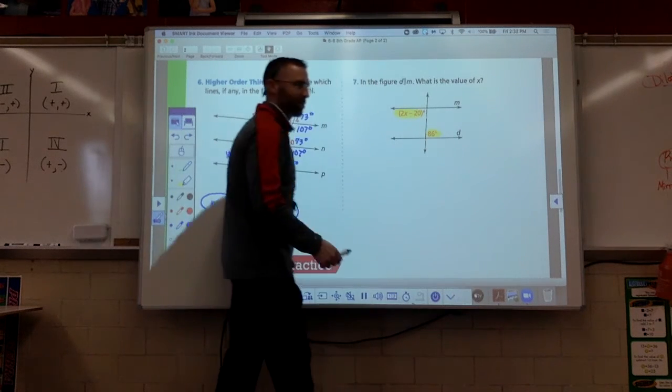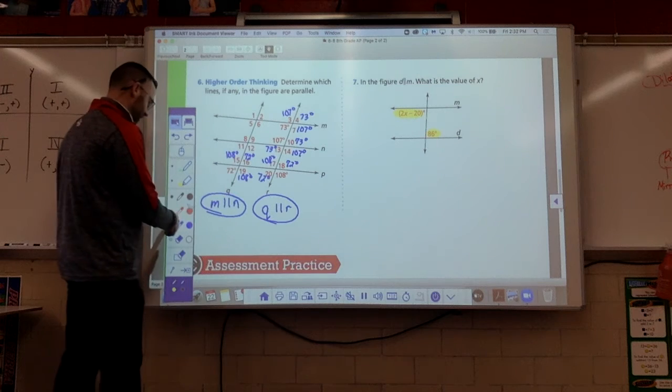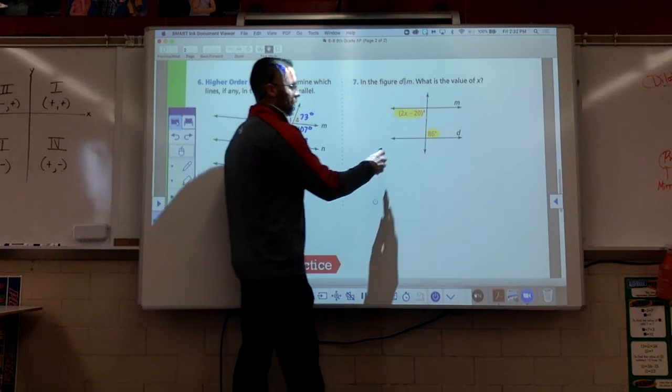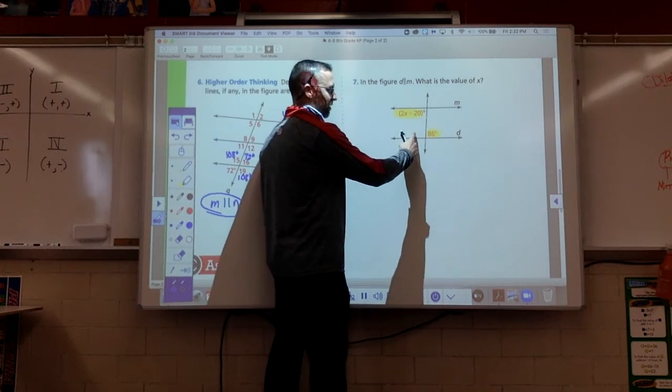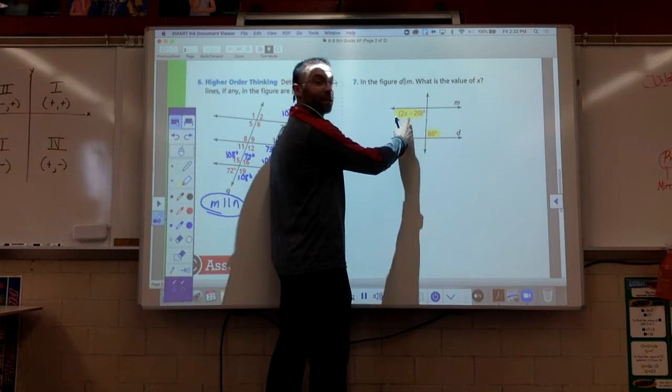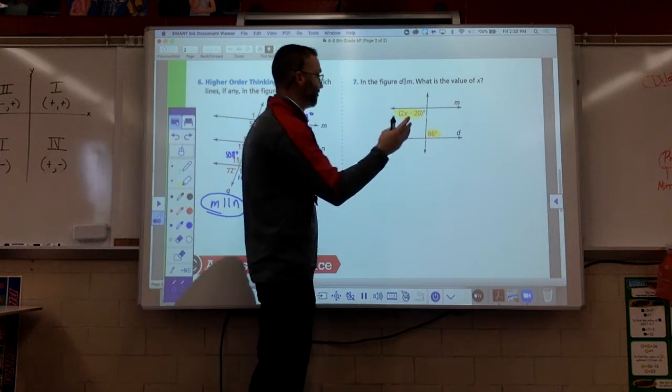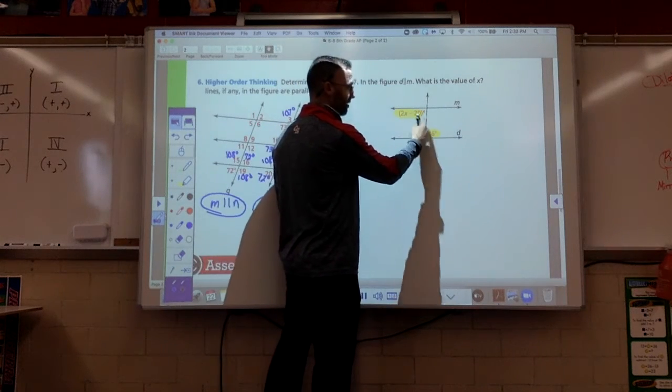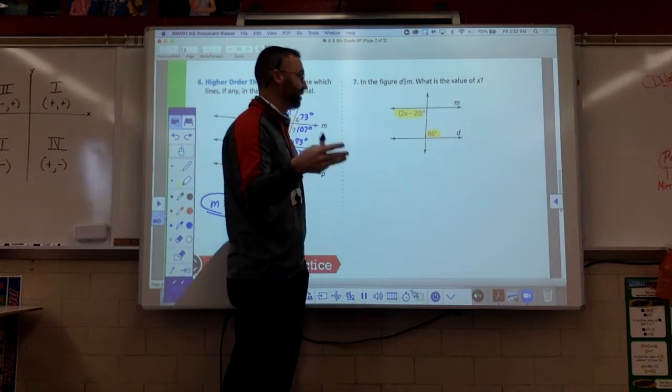Those look like some alternate interior angles. Okay, you sure they're not same side? I'm sure they're not on the same side. Same side would be on the same side. They're not. They're on the opposite side, which is why we call them alternate interior.